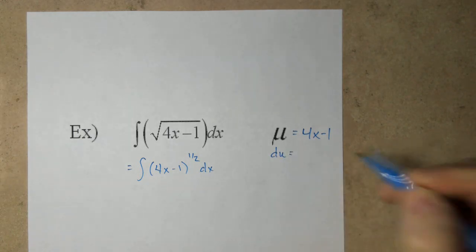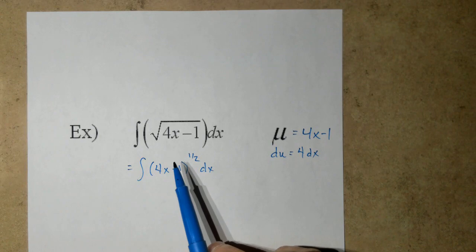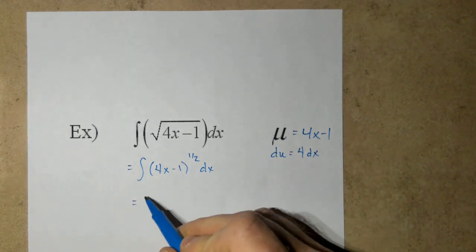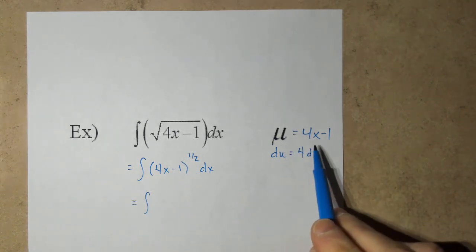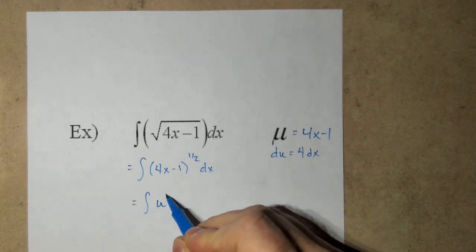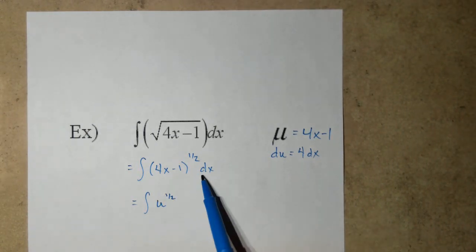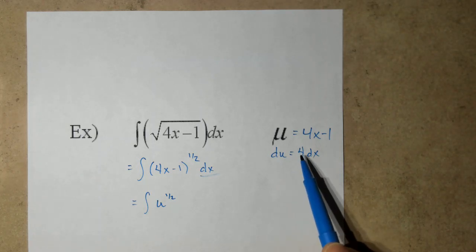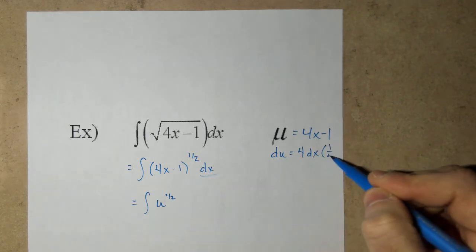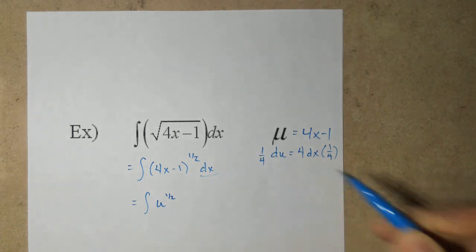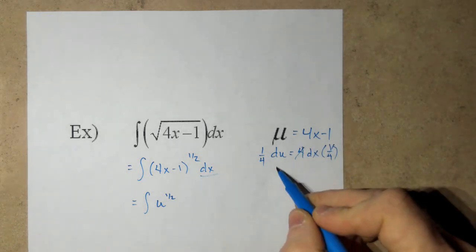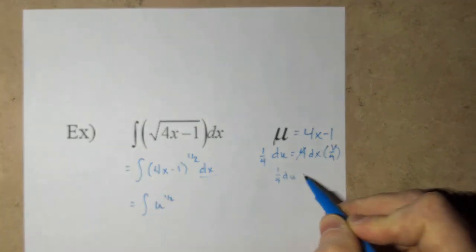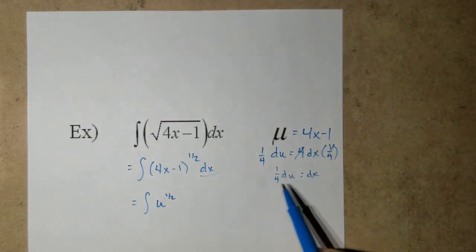That means my derivative is equal to 4 dx. But if you notice, if u is 4x minus 1, I can rewrite this as u to the 1/2. But I only want to replace dx, and here I have 4 dx. So how can I get rid of that 4? How about I multiply by the reciprocal, 1/4. Now those are going to wipe out, and I'm going to be left with 1/4 du equals dx. So wherever I see that dx, I'm going to replace it with 1/4 du.